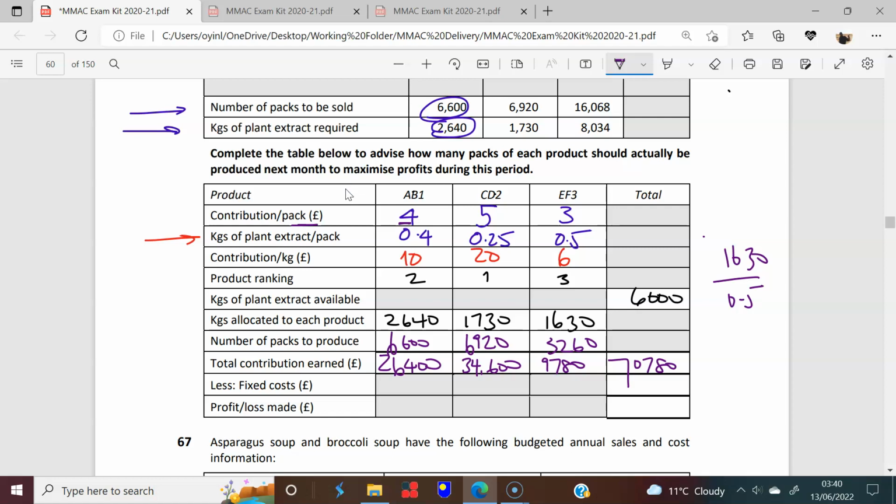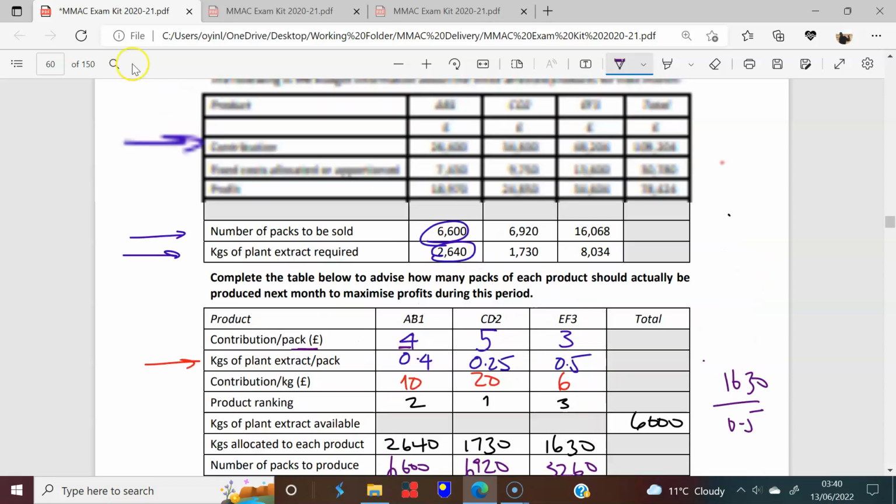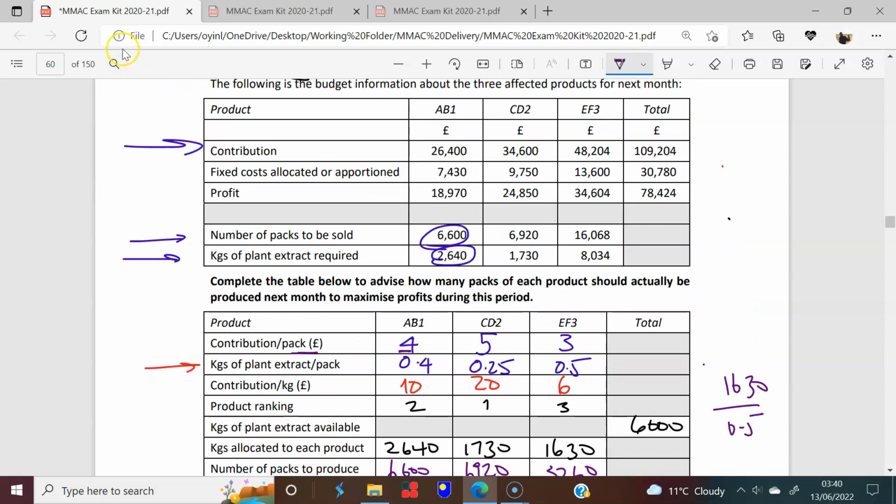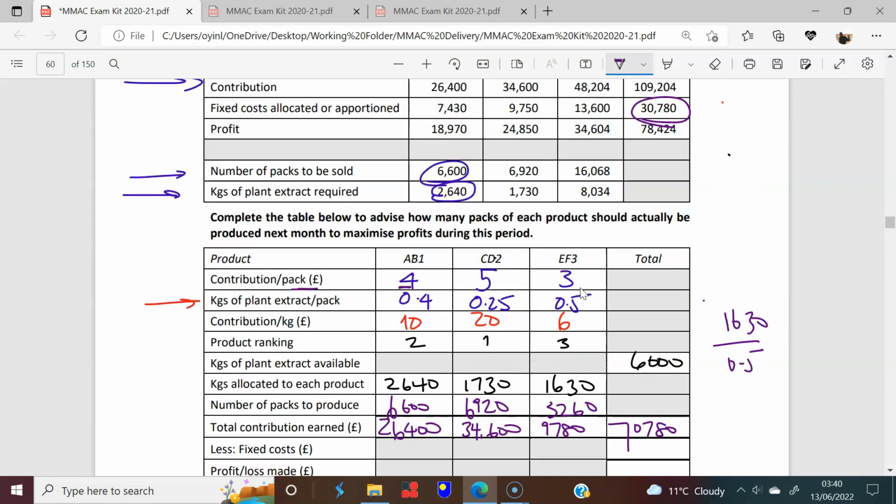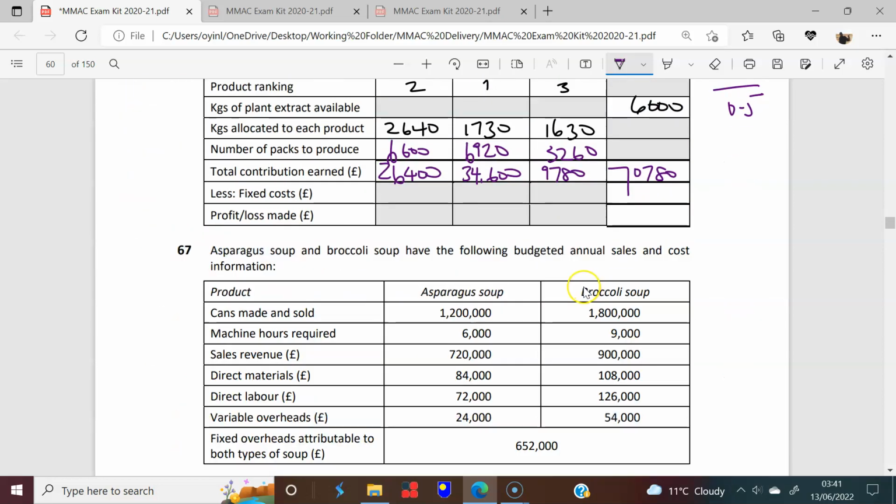And the fixed costs in front of us, let's look at what our fixed costs are. Yes, this is the total fixed cost, however you decide to talk about it. Remember, 30,780. That's a nice one. Straight away into a 40,000 situation.